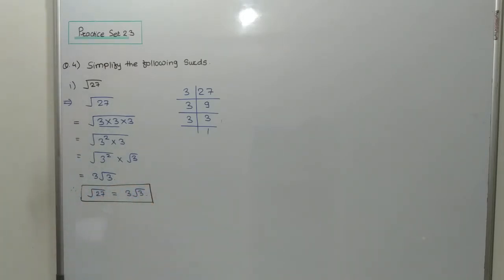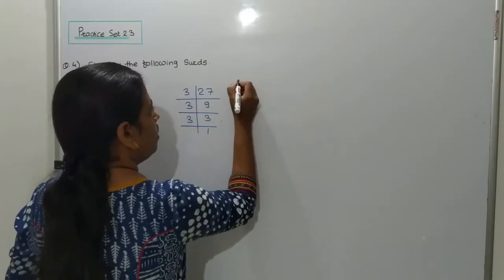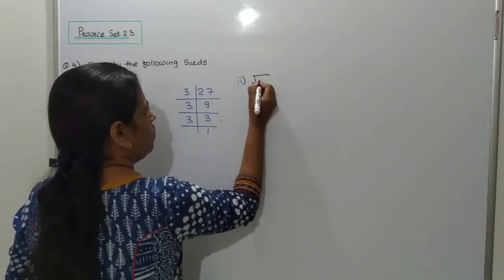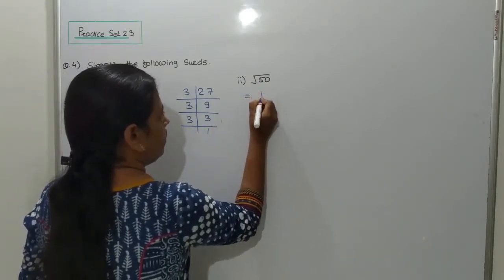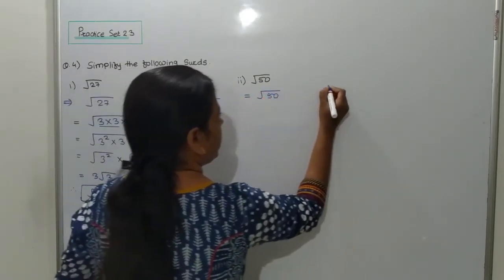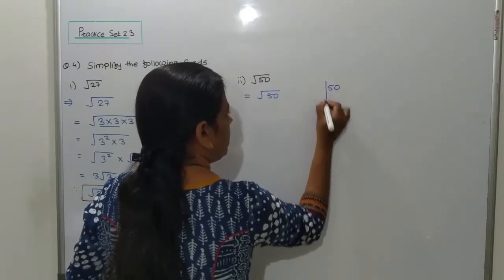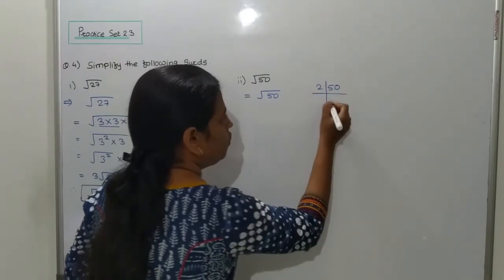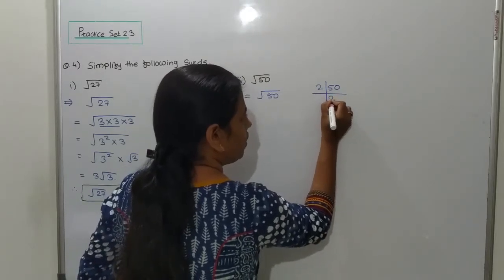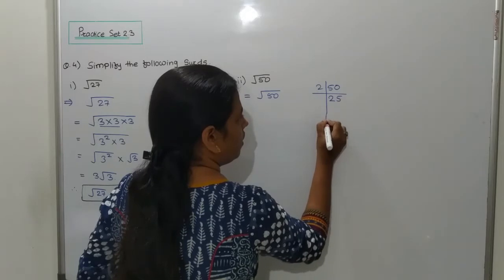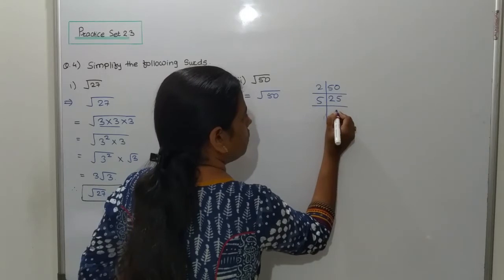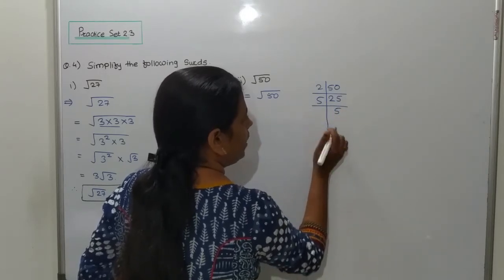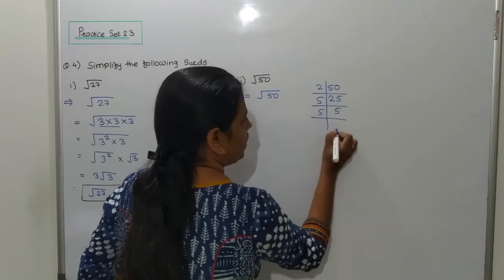Now the next one, the second question, is root 50. How to solve this? First of all, factorize 50. This number is divisible by 2, 2 twos are 4, carry 1, 2 fives are 10. Next, this number is divisible by 5. 5 fives are 25. Then this 5 is divisible by 5 itself, and then 1.